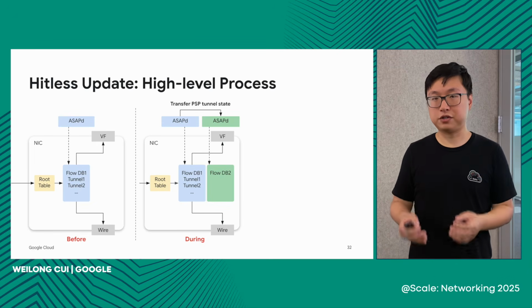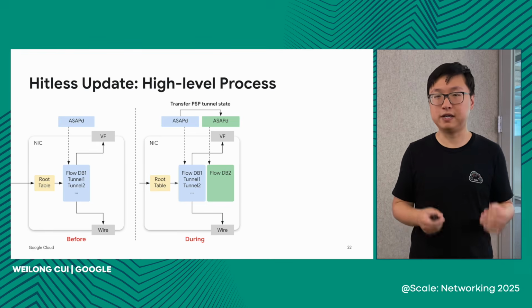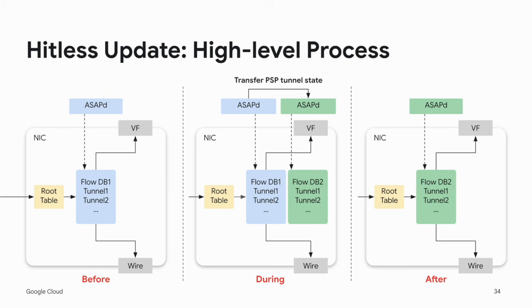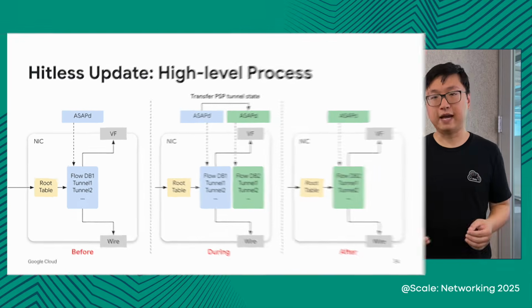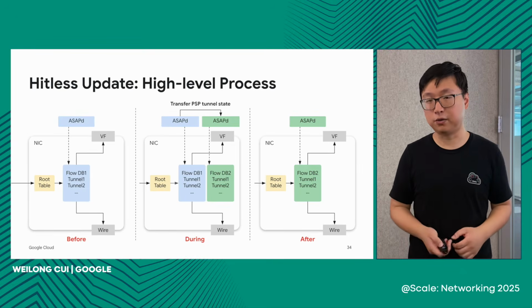After the new version finishes initialization, we start the transfer of business state, or PSP tunnel state, from the old ASAP-D to the new. And the new process starts to program the state into the hardware in the standby flow database. After its programming, at this point, we can switch the actual traffic to the new FlowDB2, and then we can safely decommission the old ASAP-D and the old FlowDB in the hardware. And next, I'll hand over to Chang to explain how this has helped us to roll out software upgrades seamlessly.